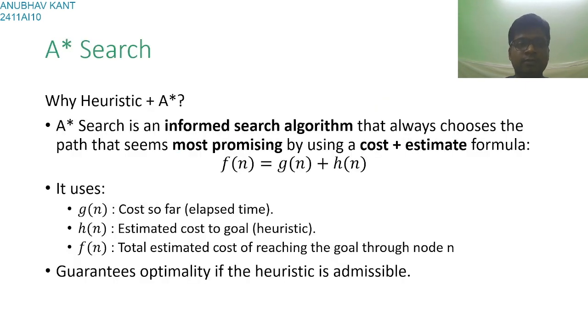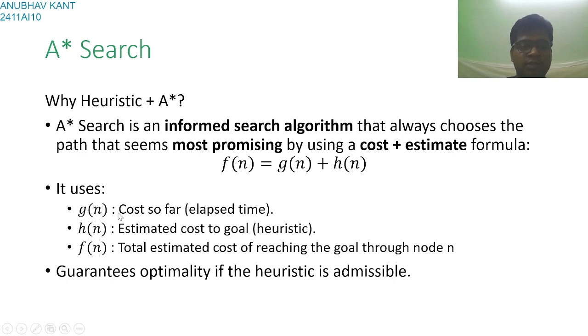Firstly, we shall discuss what A star search is. A star search is an informed search algorithm that always chooses the path that seems most promising. It uses a cost plus estimate formula.